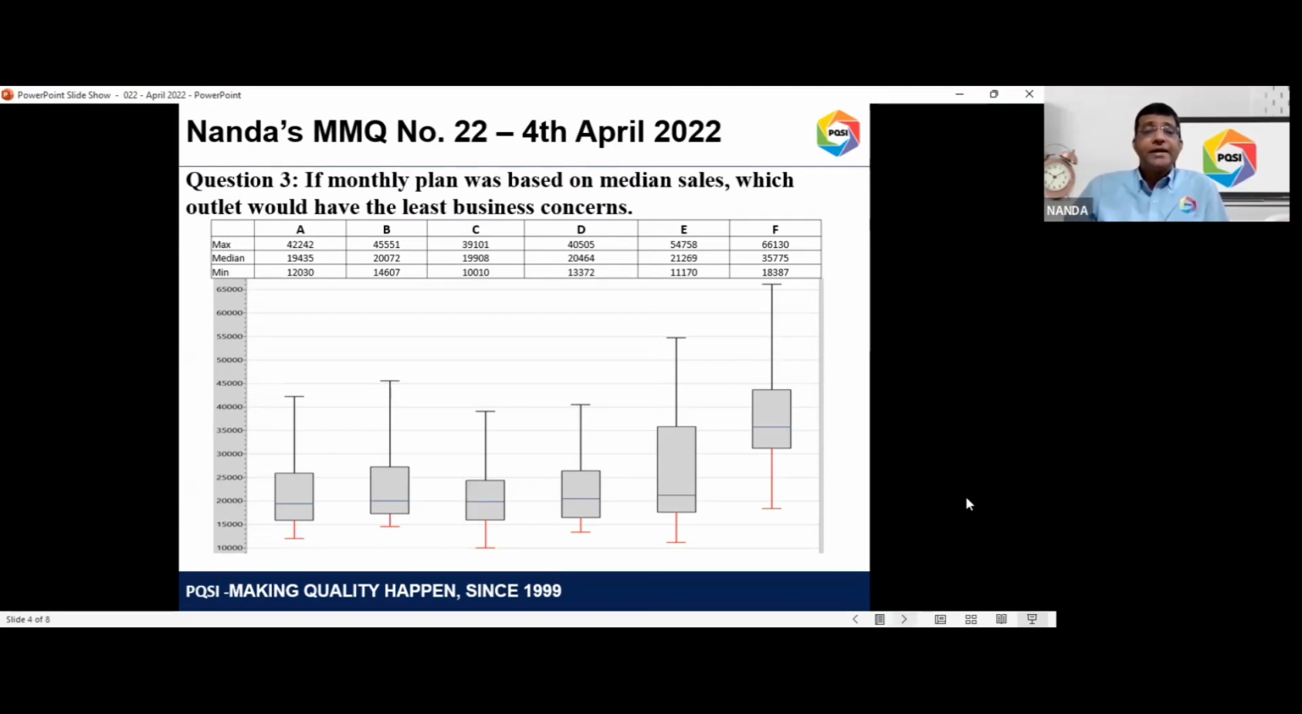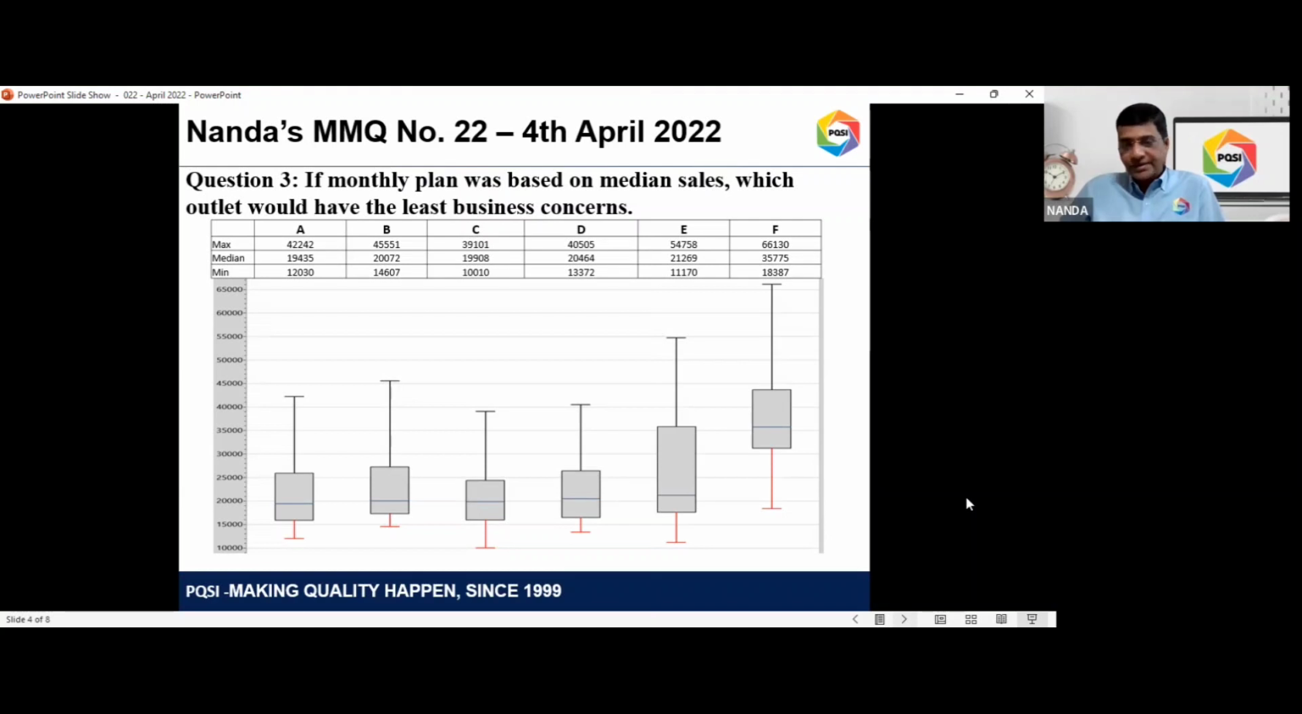And the third question is again a very important question. In fact, most of you will be involved in having monthly plans, weekly plans, annual business plans, and all that. These are tools that help you to do your planning process better, and that's the reason we have coined this question. If the monthly plan of the management of this restaurant was based on median sales, there is a value of median mentioned in the slide, which outlet would have the least business concerns?